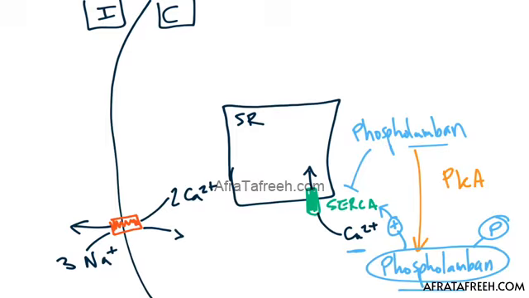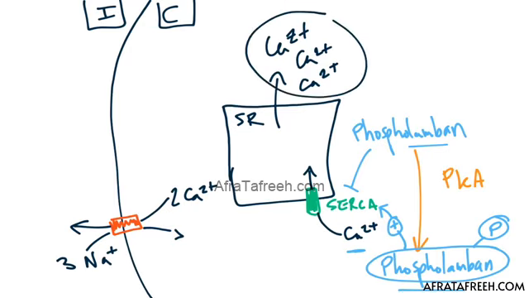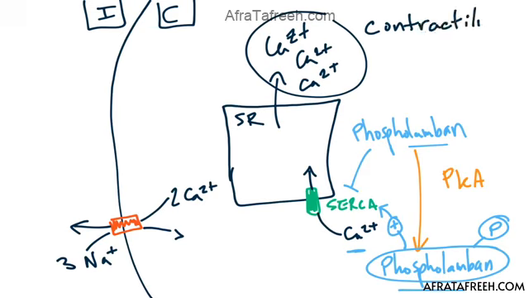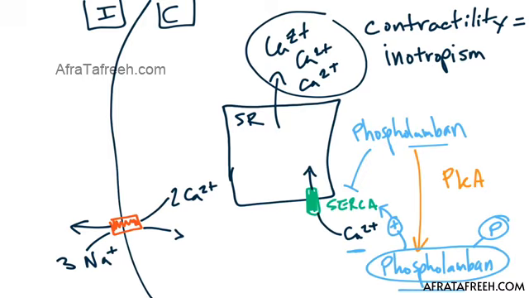It's important to know that if more calcium is pumped into the SR during relaxation, then more calcium will be released from the SR during the next contraction. This is very high yield. If more calcium is available in the cytosol, then more calcium can bind to troponin C, which means the heart can contract with greater force. This is also referred to as contractility, which is also sometimes called inotropism. So remember, contractility is directly related to the concentration of intracellular calcium.